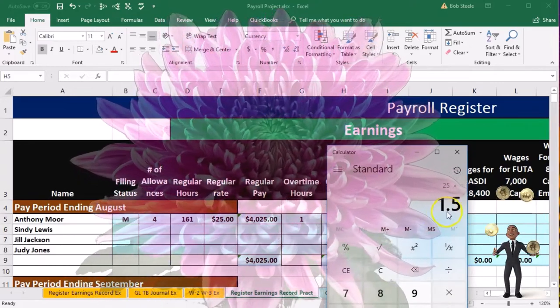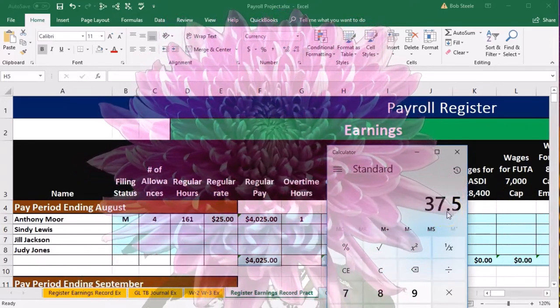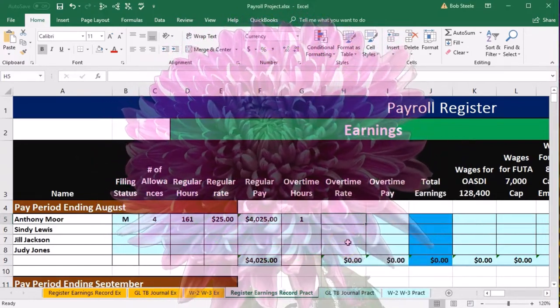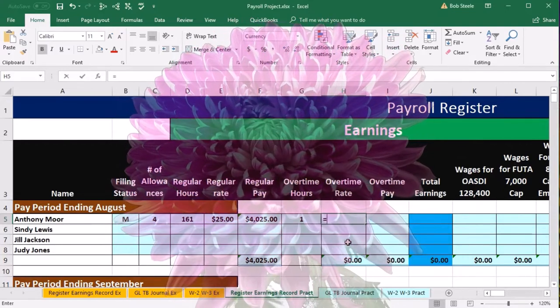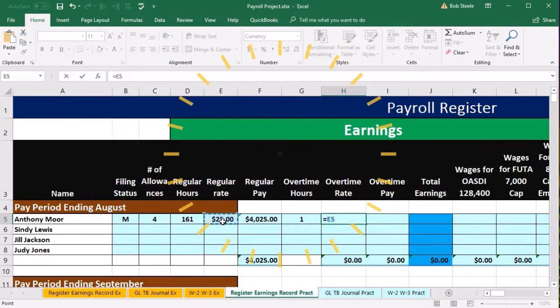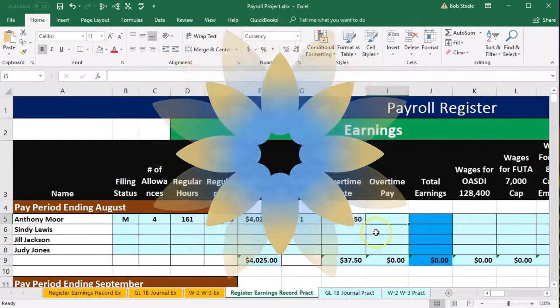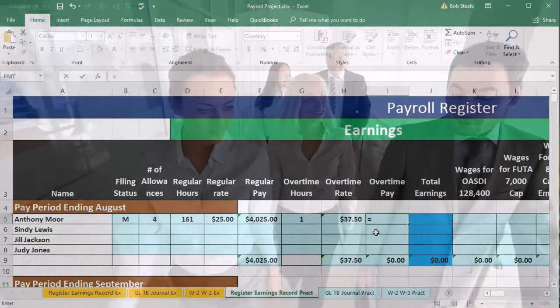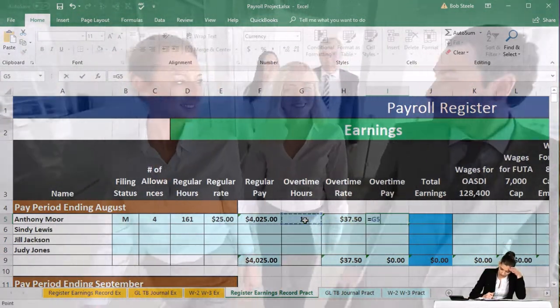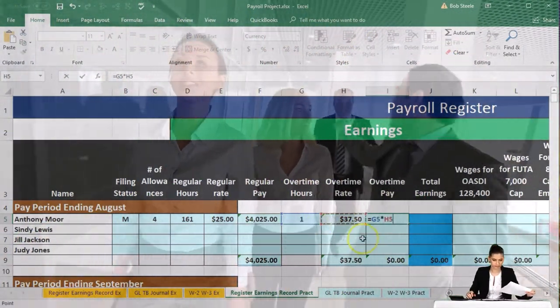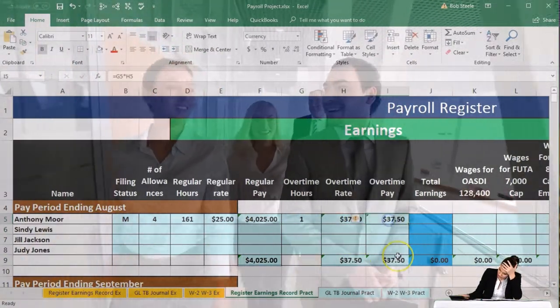If we move the decimal two places to the right, that's 150%. So that gives us the 37.5. Our overtime rate we'll put in H5. We're going to do that with a formula, equals the 25 times 1.5, and tab. Then we're going to give our overtime pay, which will just be the 1 times 37.5. So in I5, we will say equals, point to the 1 in G5 times 37.5 in H5, and enter. That'll give us the 37.5.